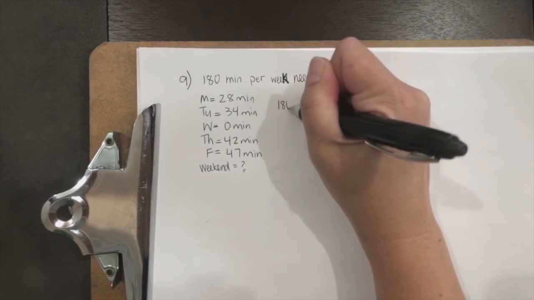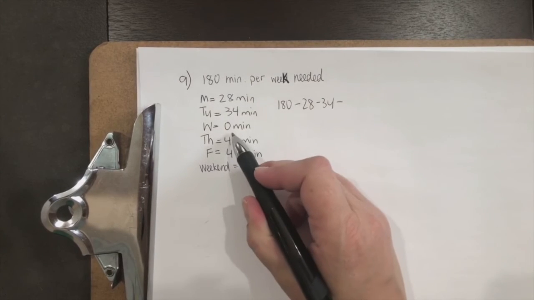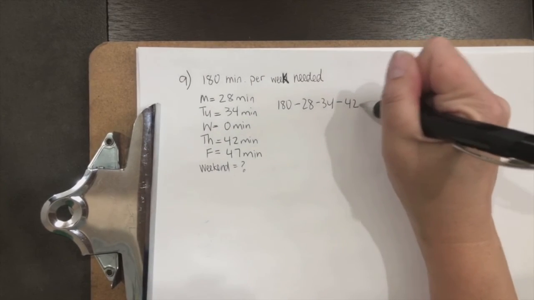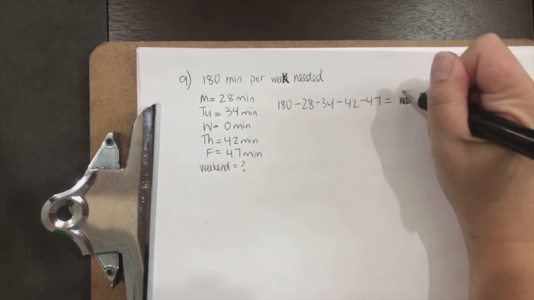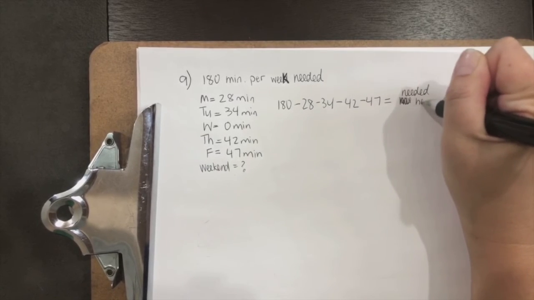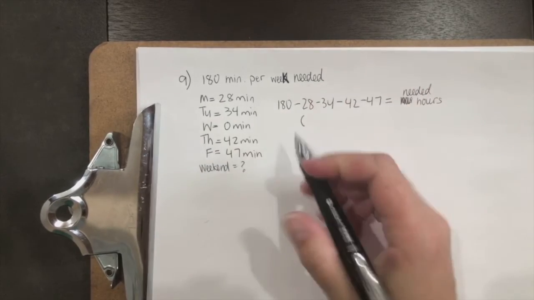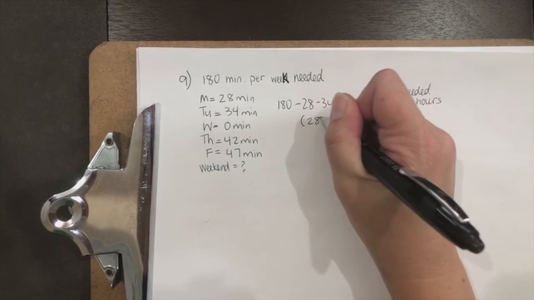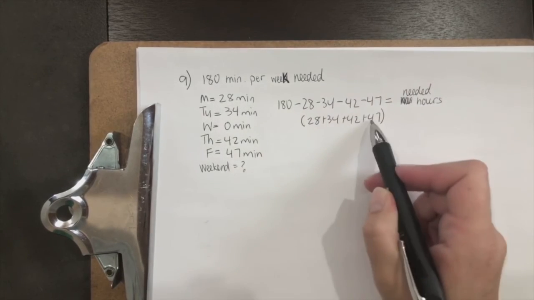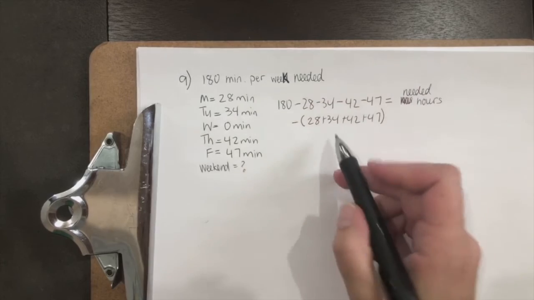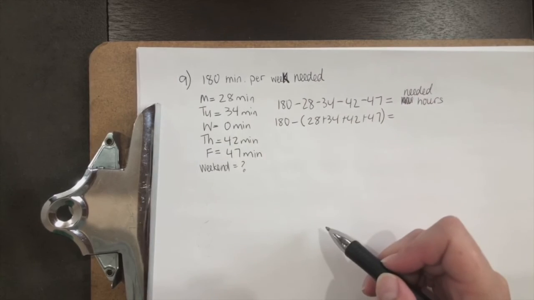So 180 minus 28 minus 34 minus 0. So I'm not even going to write that one. Minus 42 minus 47 will equal needed hours. Okay. Or we could add all of these up together to get a total. 28 plus 34 plus 42 plus 47 and get that whole total first and take away that total from 180 to get our needed hours.